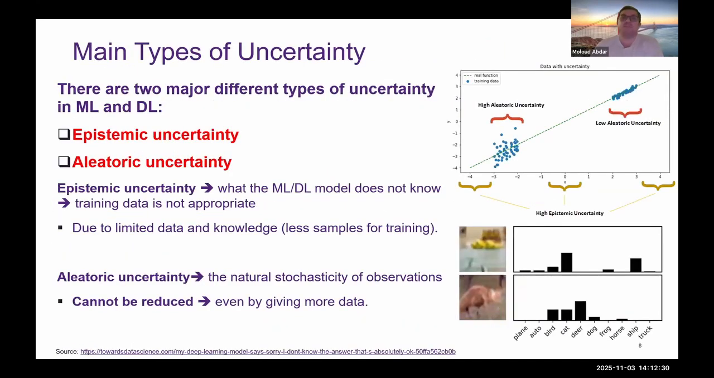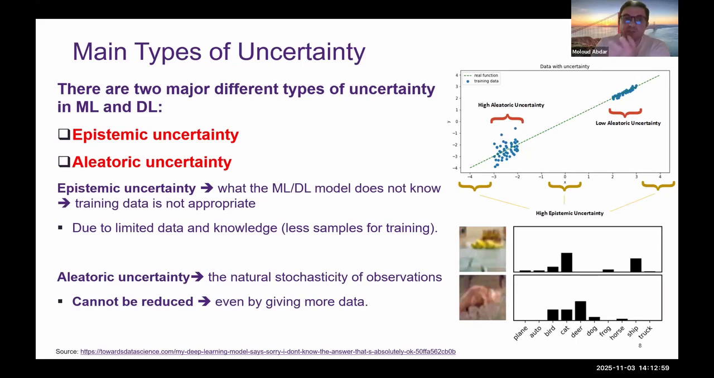When we talk about the main types of uncertainty, there are basically two opinions. Some people believe that there are three types of uncertainty, while I believe that there are two major types of uncertainty. One of them is epistemic uncertainty, and the other one is aleatoric uncertainty.